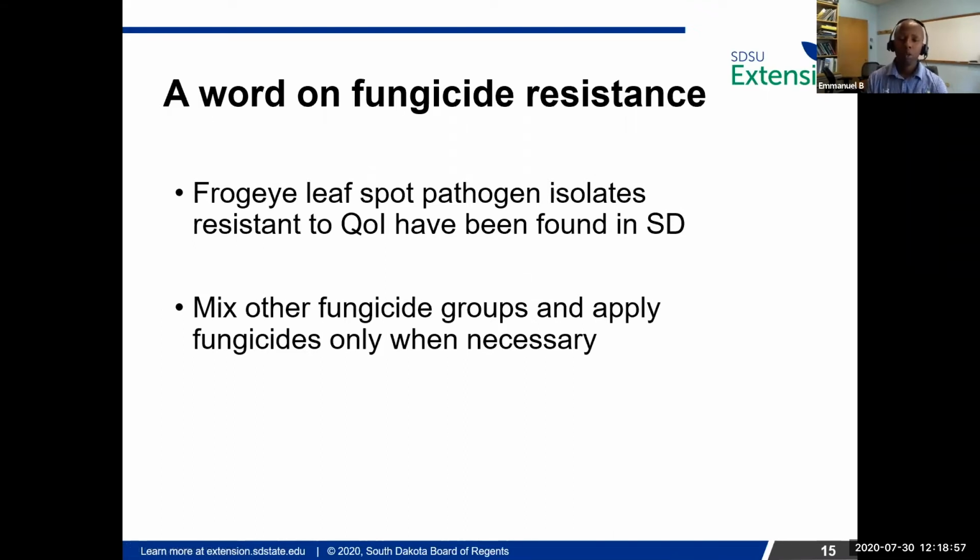Be careful when you're controlling Frogeye Leaf Spot not to use QoI or FRAC code 11 fungicides, as we have found isolates of this fungus that are resistant to strobes. And these were pretty widespread, especially in the southeast part of the state. So from Union County to Davison County, we have found isolates that are resistant to strobilurin. So it's most probable that even in other counties where we haven't isolated this fungus, it's very possible that some of these could be resistant.